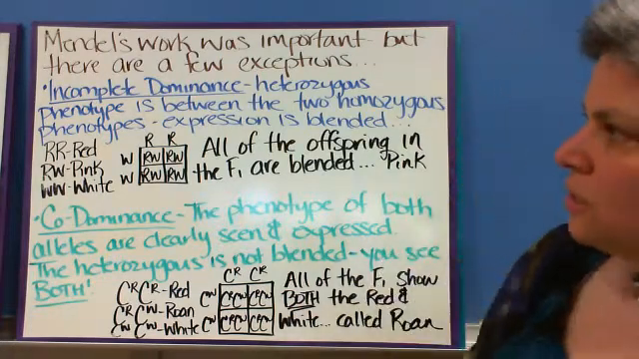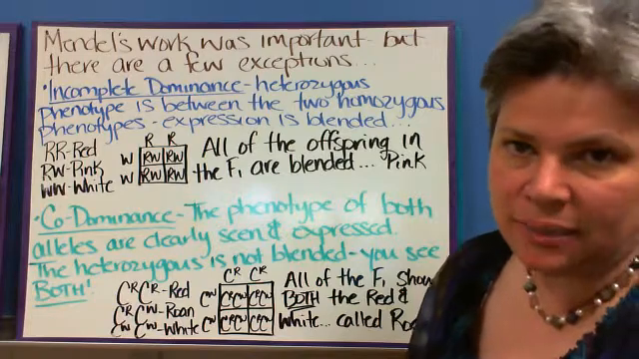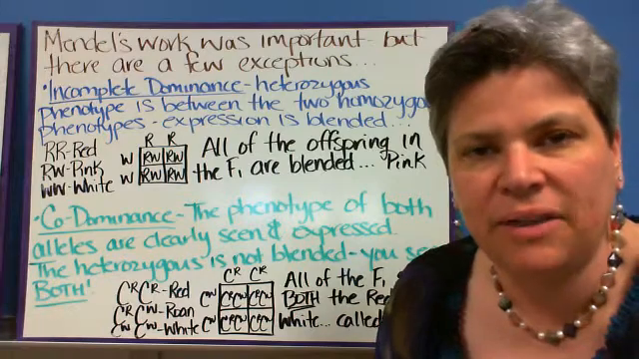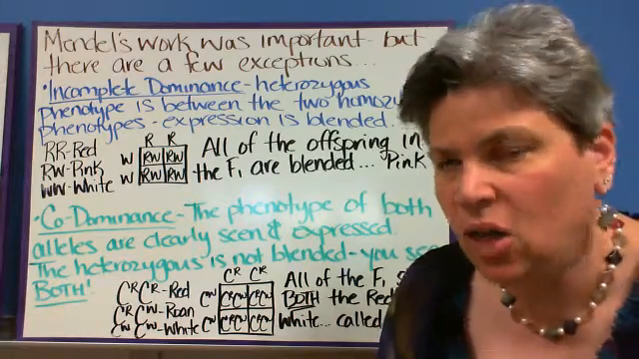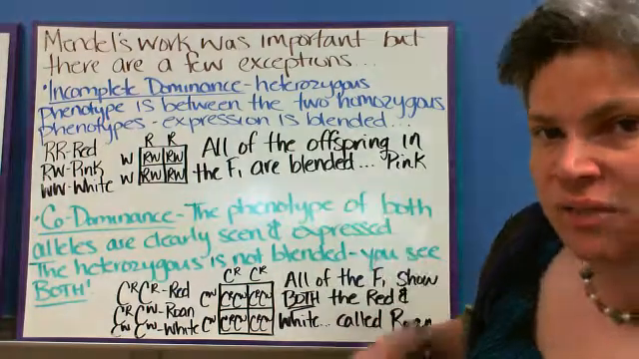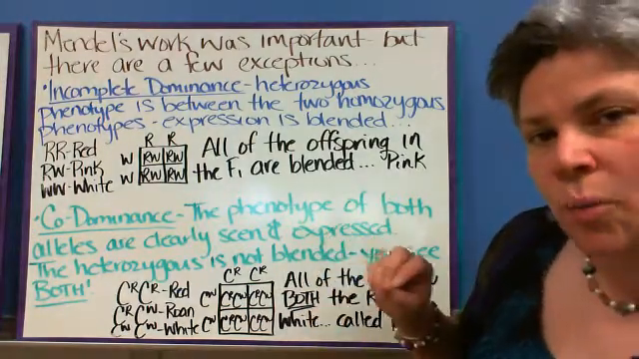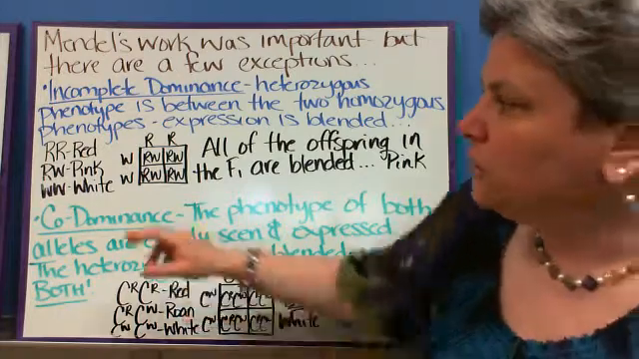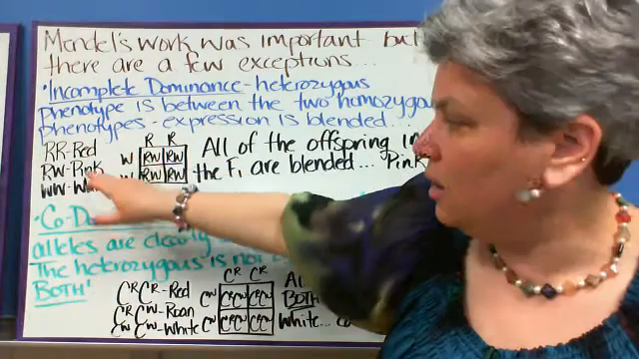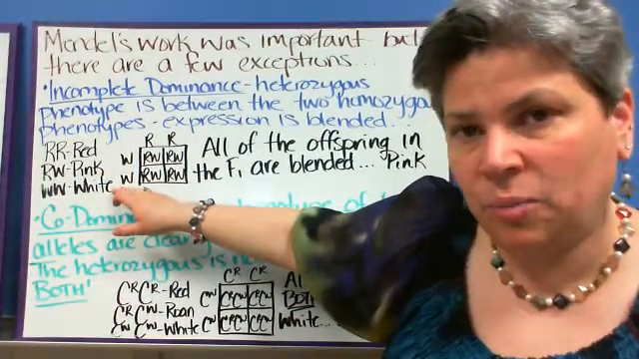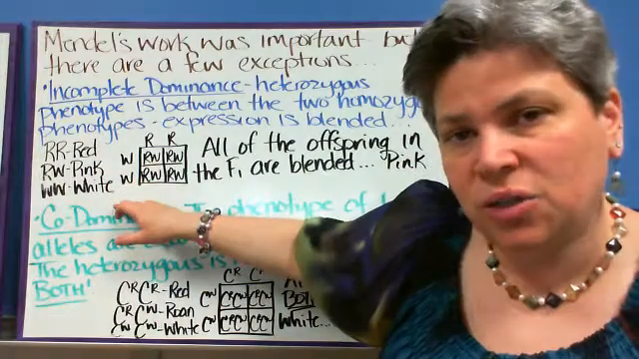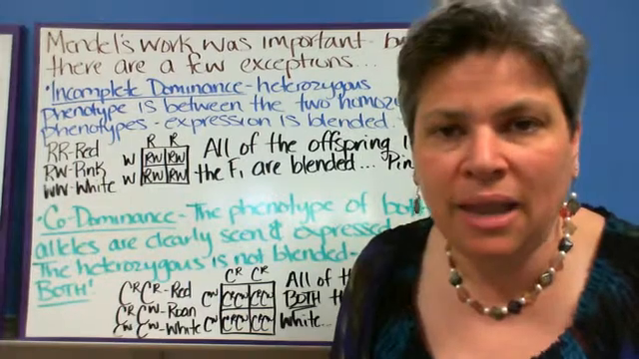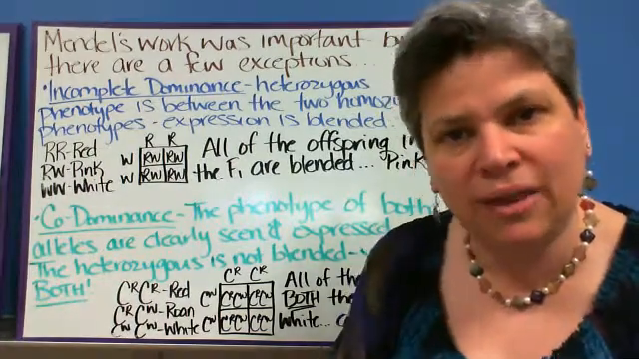The first exception that we're going to look at is what we call incomplete dominance. What does it mean if something is incomplete? If something is incomplete, it's not finished, or it's not quite all the way done. With incomplete dominance, the heterozygous phenotype is between the two homozygous phenotypes. In other words, the expression is blended. So if I have a red flower, big R, and I have a white flower, big W, and I cross the two of them, the big R, big W, would actually give me a pink flower. It would blend the two of them together.